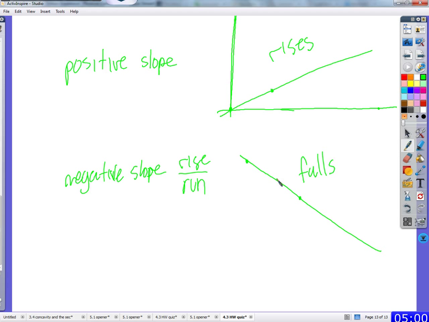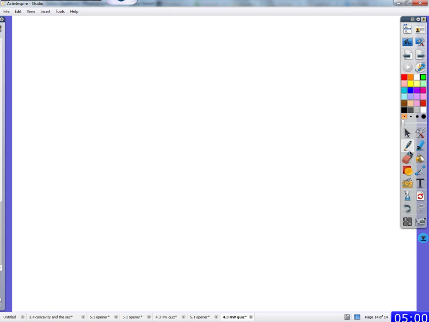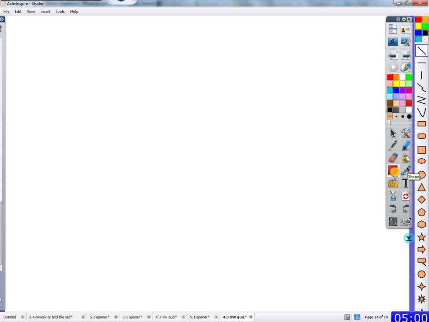Any number of words can describe what's going on here, but rises and falls is pretty common. Or we simply say a line with a positive slope, a line with a negative slope. Positive and negative slope. Now, here's a thing I started to do a second ago.